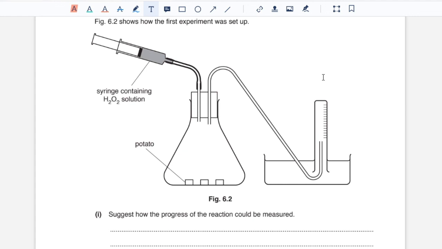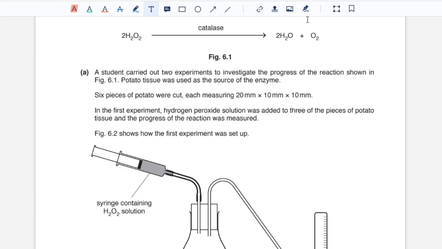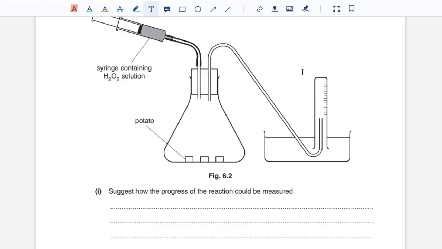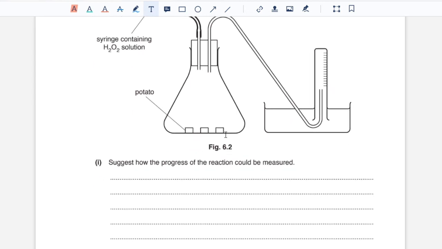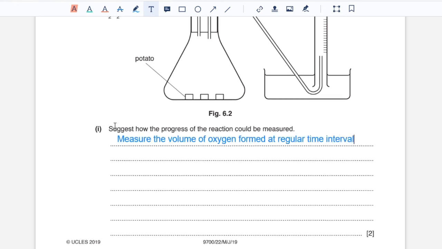To record the progress, you either measure the rate of disappearance of reactant or rate of appearance of product. Now, because you are given the apparatus to measure the volume of gas over here, you'd measure the rate of appearance of product, where oxygen is part of the products. And you do that by measuring the volume of oxygen at recorded time intervals, and then you could plot a graph using that.